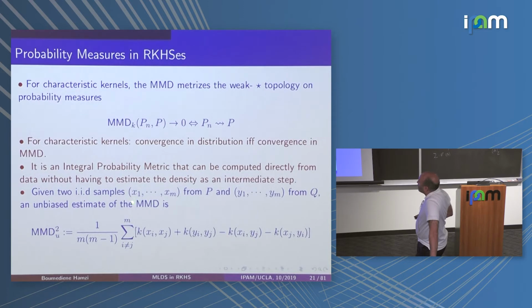So if we have two IID samples, x1 to xm from P, and y1 to ym from Q, then an unbiased estimate of the MMD is given by the following expression. So modulo square, this is MMD square. You just have to compute this quantity, and then you would get the MMD. In other words, it's an integral probability metric that can be computed directly from data without having to estimate the density as an intermediate step.